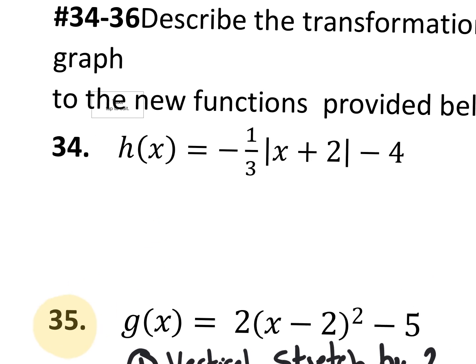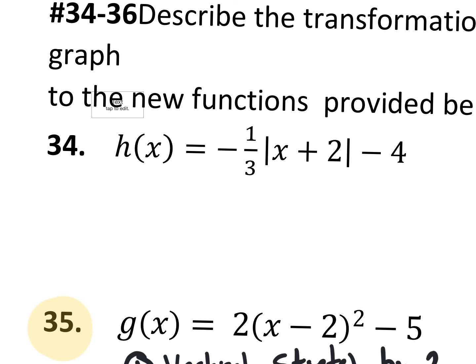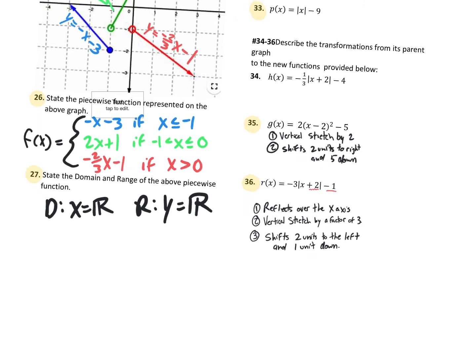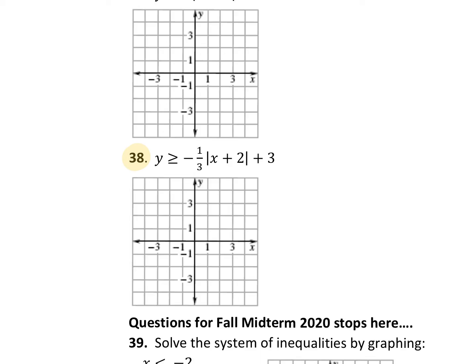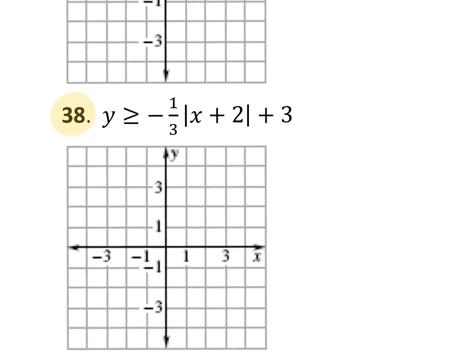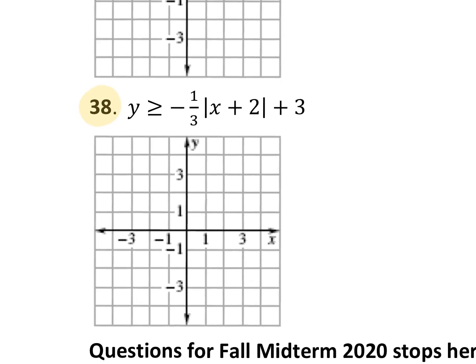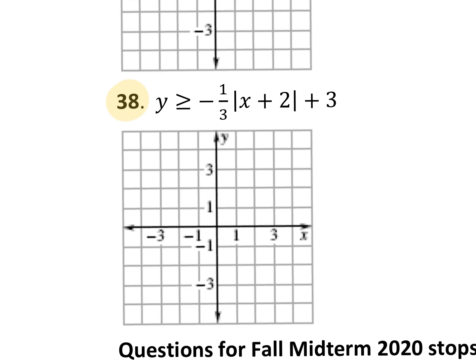See number 34? That one's explained on the previous video. It reflects and then it gets vertically compressed by 1/3 and then it shifts 2 to the left and 4 down. That's it for transformations. If we move on to the last section, we're going to stop on number 38, and I did explain 37 on a previous video. We want to graph this inequality.